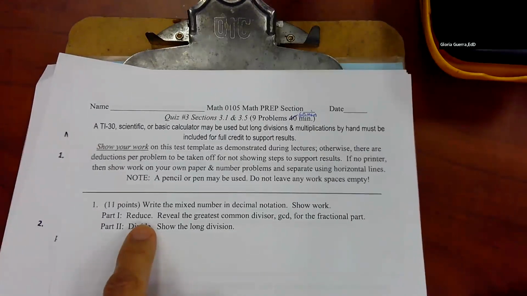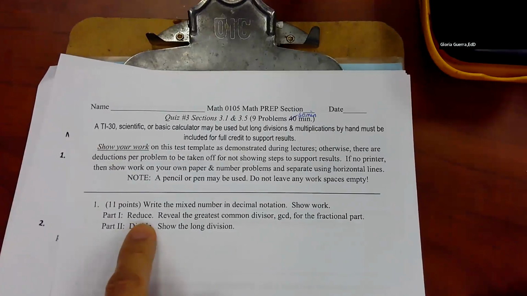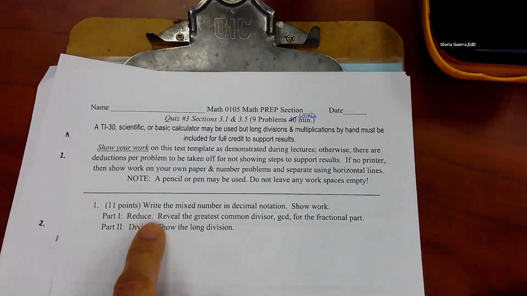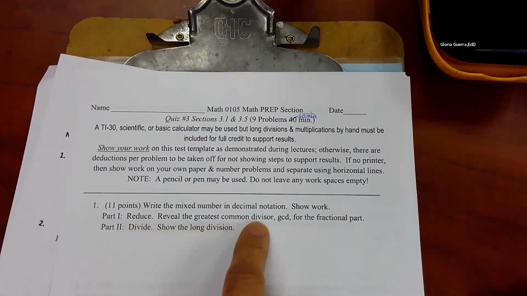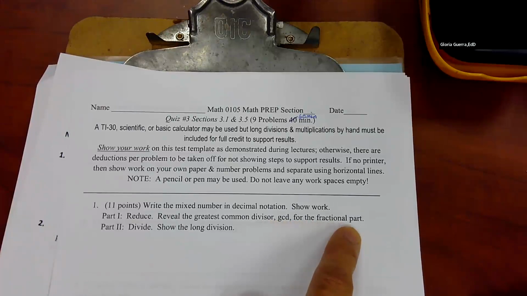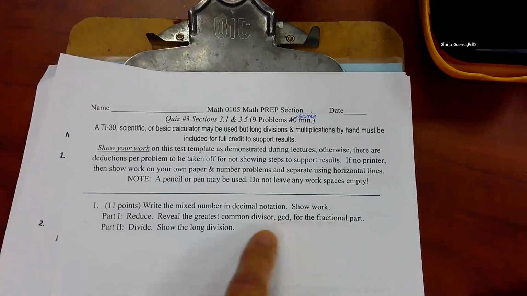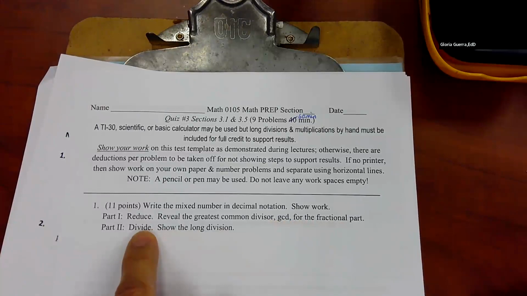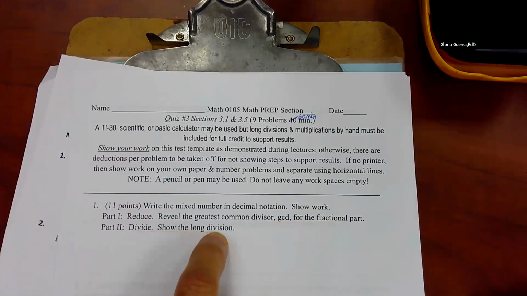And then if you look at part one, it says you can reveal the greatest common divisor, GCD, for the partial fraction. So try to reduce that fraction. And then go ahead and do some long division, because you have to show your work. So you want to show the long division for that, okay? And when you do division, the top number, the numerator, goes inside the house, okay?